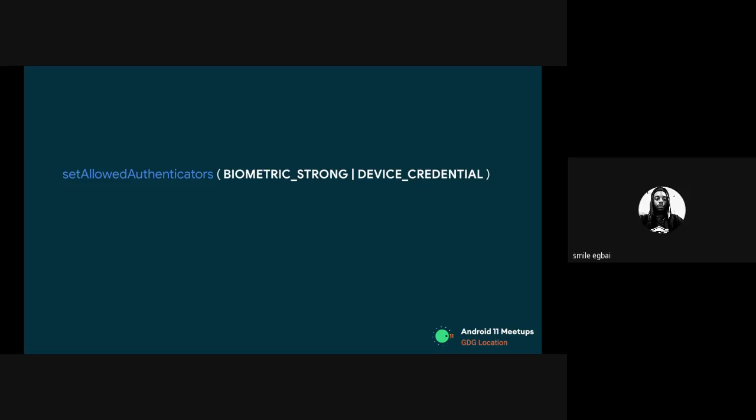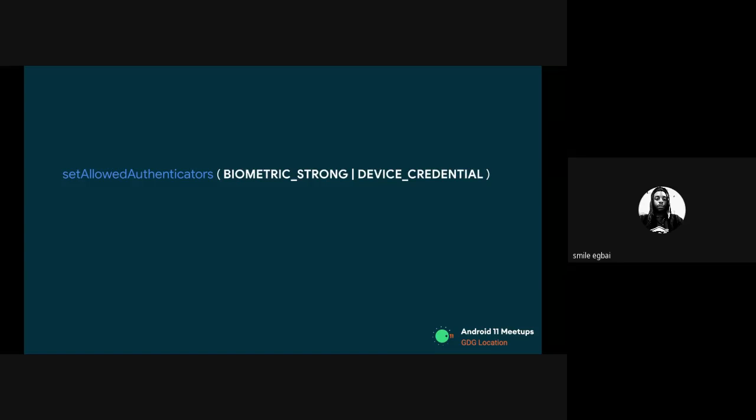And that's why this particular magic method, as I would call it, has been added, which is called the set allowed authenticators. Now, this allows you to pass in various parameters from the authenticator interface that would define the level of security your device has to have before a user can either access your app or access a certain feature locked within your app.